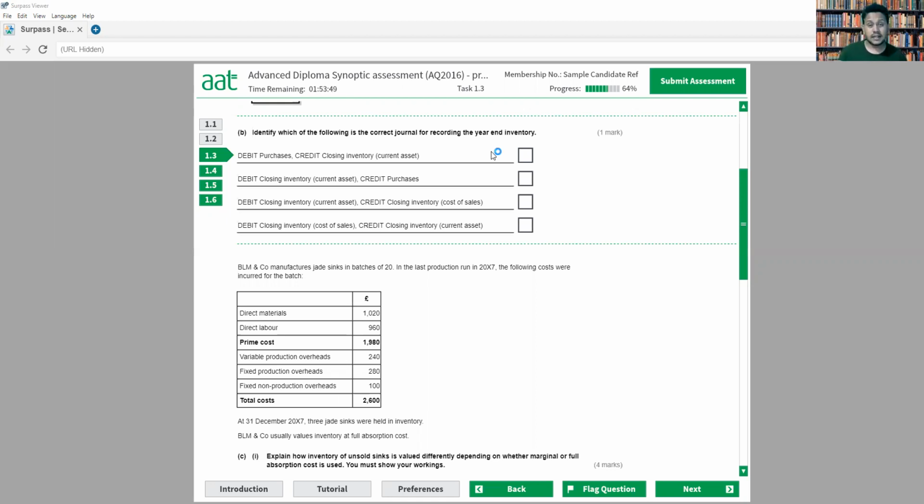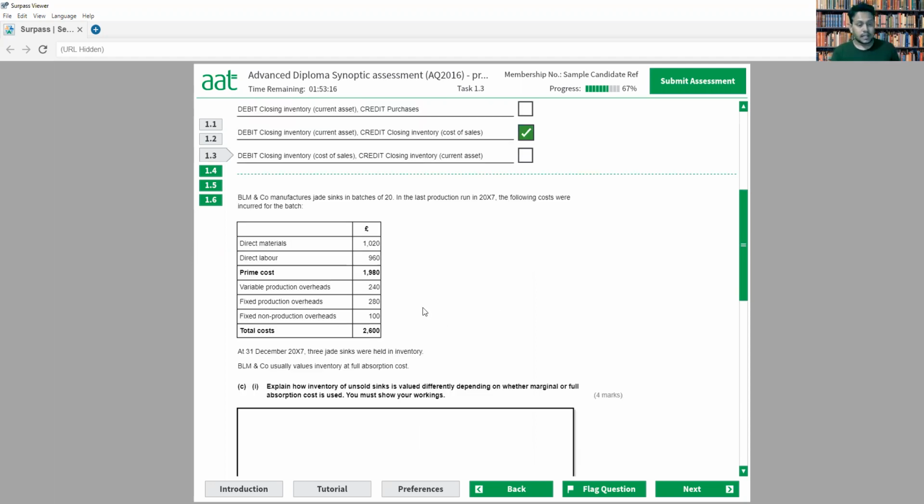And on the other hand, the same closing inventory is a debit under the current asset on the financial statement. So we'll say debit closing inventory, current asset, and credit closing inventory on the cost of sales. So both closing inventory, one is debit, one is credit. On the profit and loss account, it will be credit. On the financial statement, it will be debit, because from one side it is our asset, that's why it is debit, and from the profit and loss account point of view, it will reduce the cost of sales, that's why it's credit. All right, let's move to the next one.